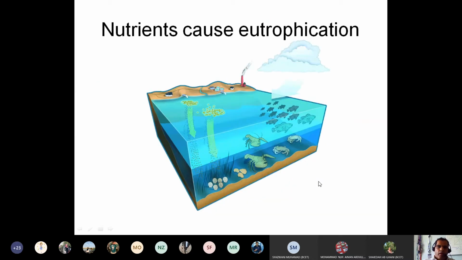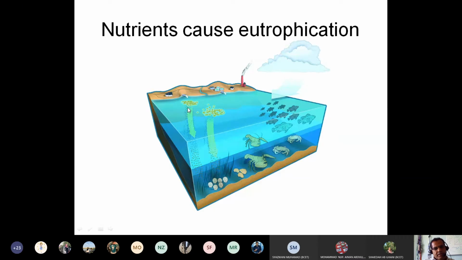Okay. This is another thing about biodegradation. Nutrients cause eutrophication. Last time we talked about eutrophication, but not in detail. Today we'll try to talk in a little bit more detail. What is eutrophication? Eutrophication means that the waste coming from homes, from industry, from anywhere, which is rich with carbon, nitrogen, and phosphorus, goes to the sea or to the river.